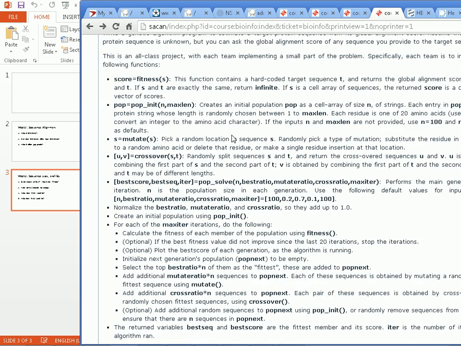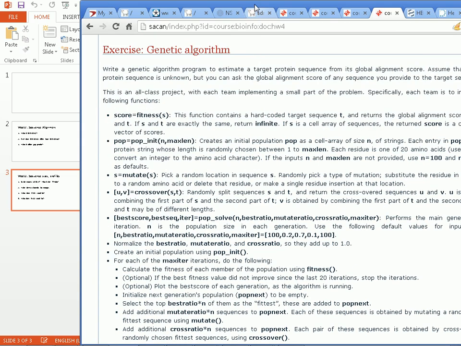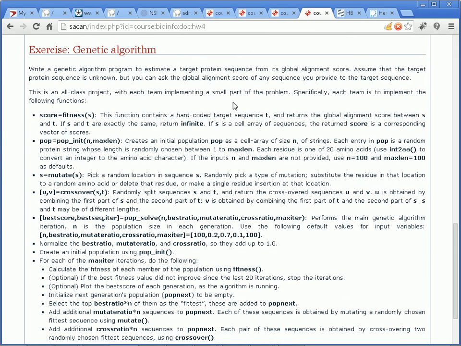So in this problem, we're going to try to discover a sequence from the alignment score. We are given a target protein sequence and its global alignment score to another unknown sequence, and we are trying to find what that unknown sequence is. And there may not be an exact solution. There may not be a unique such sequence that gives the alignment score that we are looking for.